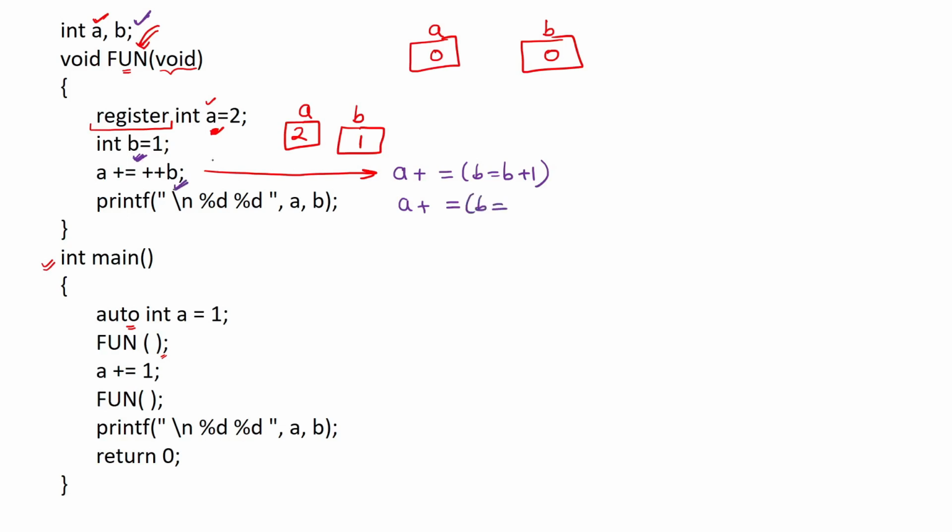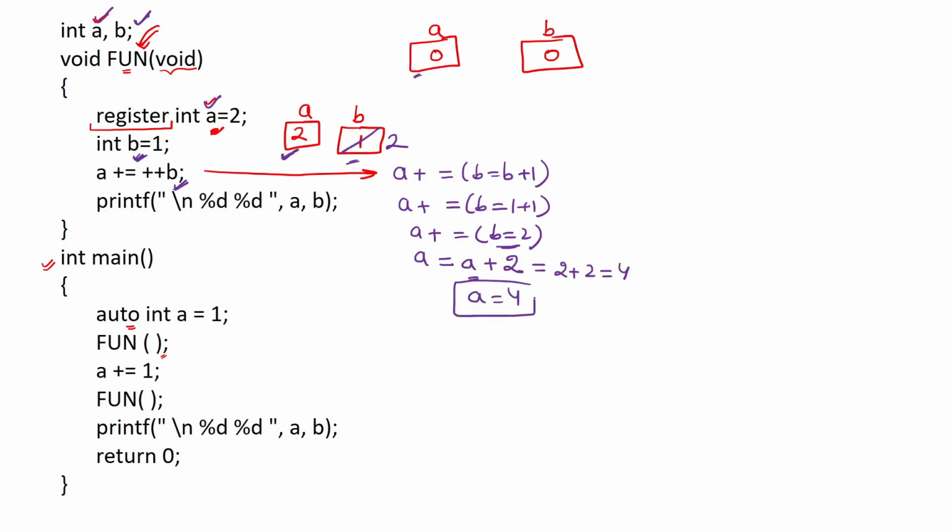So b is this 1. So 1 plus 1 is 2. This will be b equal to 2. That means this local variable will be updated with 2. Now a plus this b value, which is now 2. What is the value of a? Again we have the local variable and the global variable. The local will get the precedence and this 2 will be accessed, not this 0. So 2 plus 2 will be 4. That means a is now 4. Now if we come to this line, we have to print a and b.